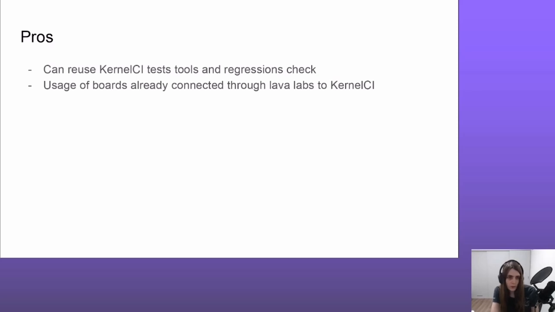The good point about using KernelCI is that it's possible to collaborate with the same code, so reuse the same code and reuse the same tests, and get a regression check from the KernelCI system. And also by merging directly the code to KernelCI upstream, you can also leverage all the boards that are already connected from Lava Labs to KernelCI.